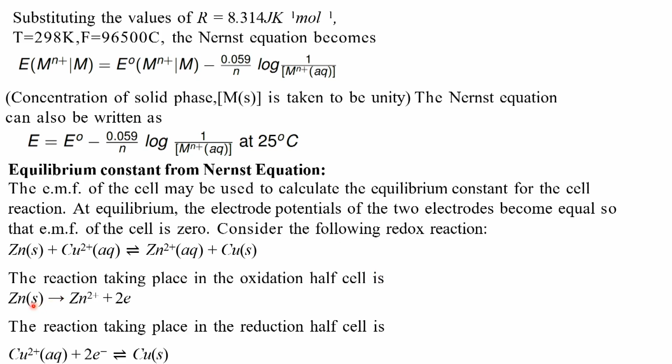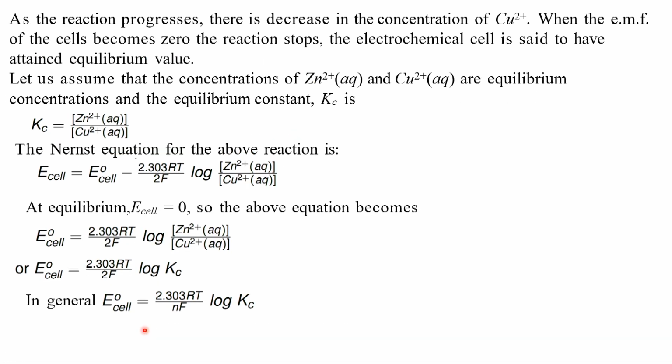At the anode, zinc oxidizes to Zn2+. In the reduction half, Cu2+ is getting reduced to copper. As the reaction progresses, there is a decrease in the concentration of Cu2+, as we discussed. When the EMF of the cell becomes 0, the reaction stops. So when the EMF of the cell is 0, the reaction does not take place anymore, and the electrochemical cell is said to have attained equilibrium.